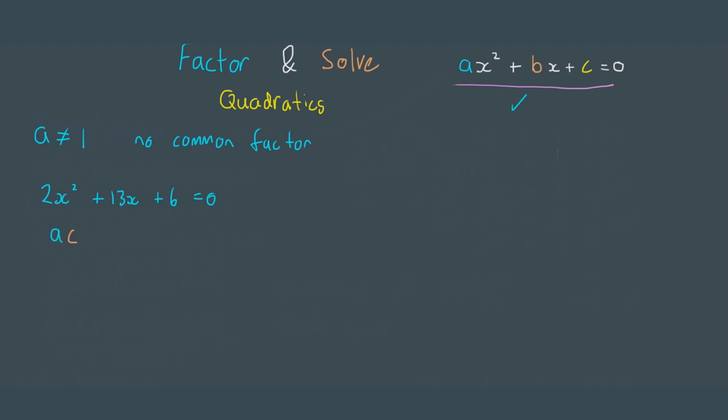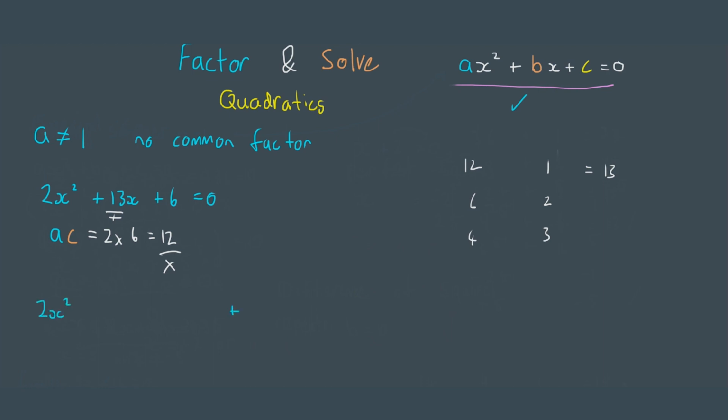Our strategy here is going to be to multiply the front number 2 and the end number 6. 2 times 6, we're going to get the number 12. Alright, and we want two numbers that times to give 12 and add to give 13. So that's our strategy. Whatever we get from a times c, we need two numbers that times to give that number, but add to give the b value 13.